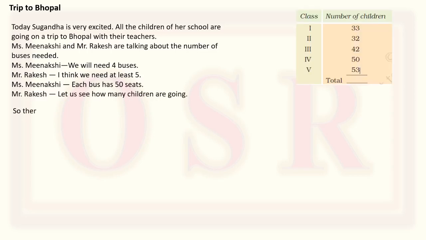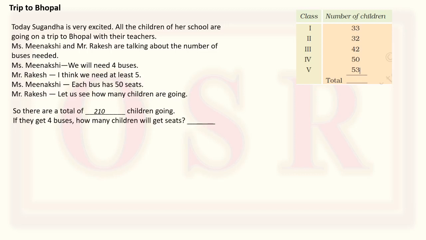Okay, so this is the table. So how many total children are going there? Let's count that. And the sum is how many kids? It's 210. If they get 4 buses, how many children will get seats? Yes, so 50 into 4, right? That's simple, 200. Will there be any children left without seats? Obviously yes, because there are 210, so 10 kids will be left without seats.